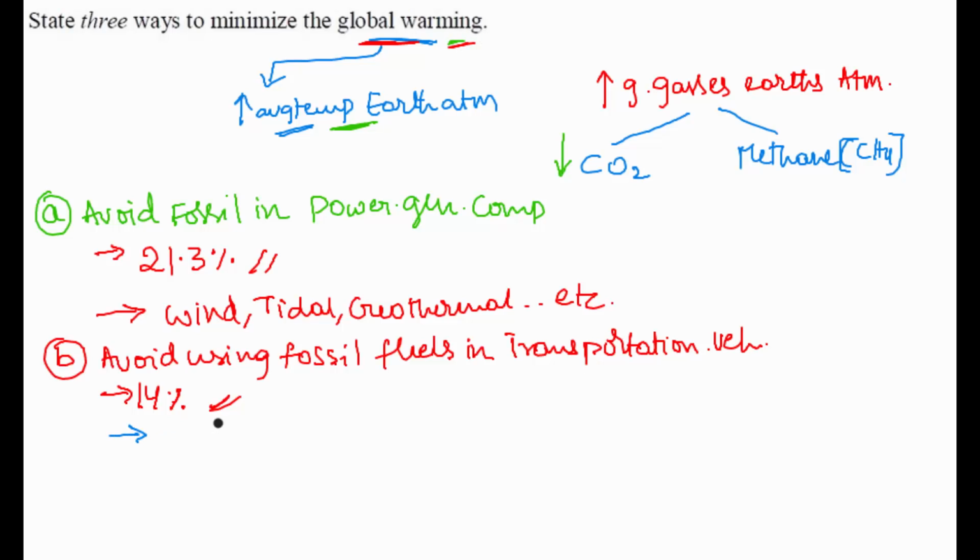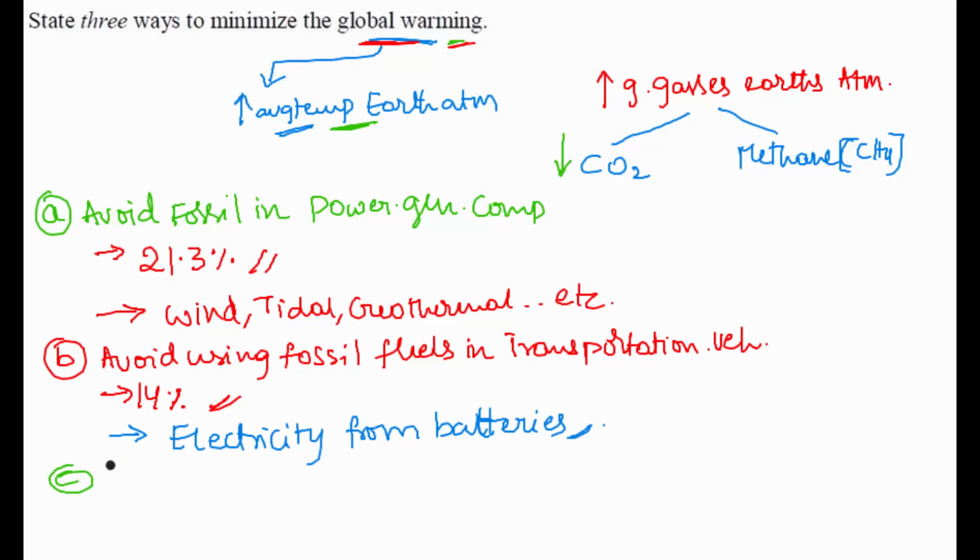Now, instead of fossil fuels, what can we use? We can use electricity from batteries. So, avoiding usage of fossil fuels in transportation vehicles and using electricity for running our vehicles will reduce carbon dioxide emissions to a greater extent, and which will in turn reduce average temperature of Earth's atmosphere.